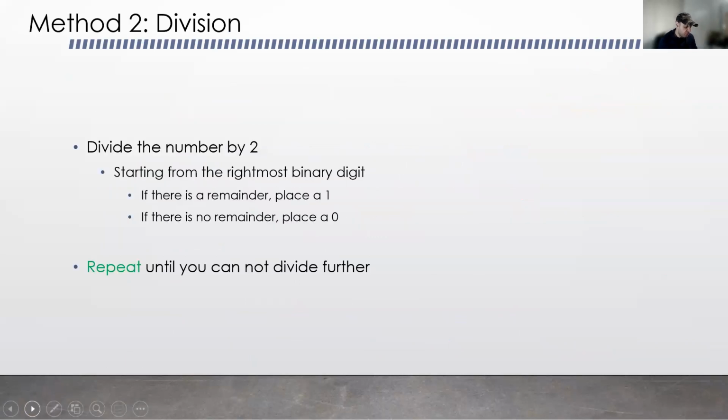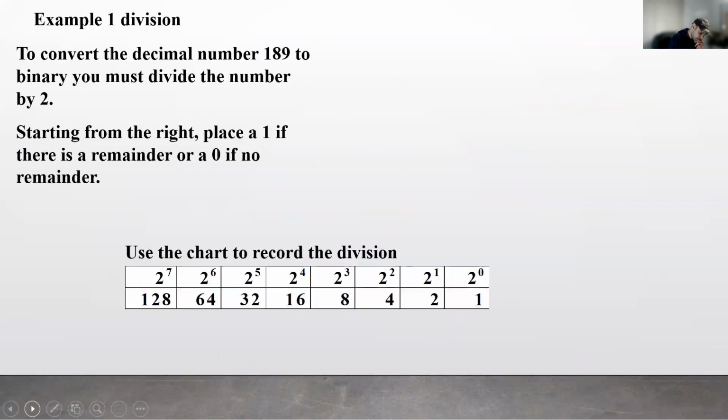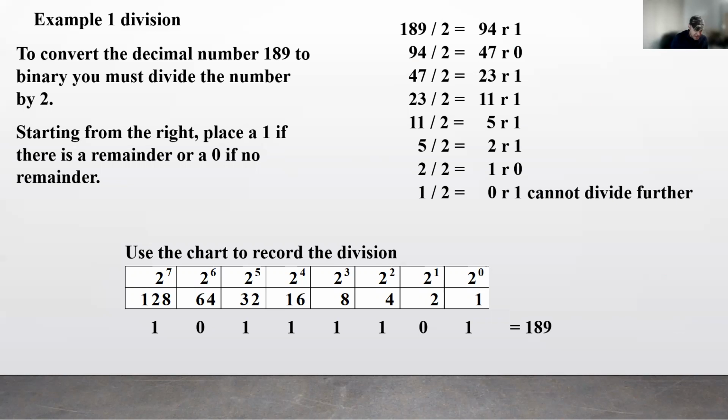The second way of the conversion, which is maybe easier, I don't know, it's based on personal preference, is by division. We're going to take an example and check how to do that. So let's take our first example here, 189. What you're going to do is divide by 2 and record the remainder of this operation until you reach 1. Then you cannot divide further.